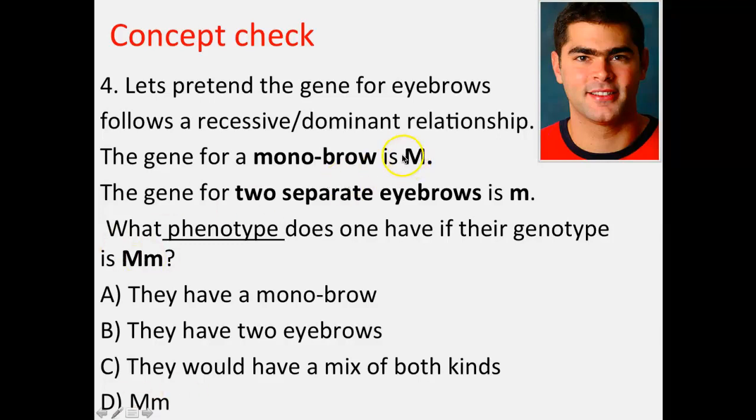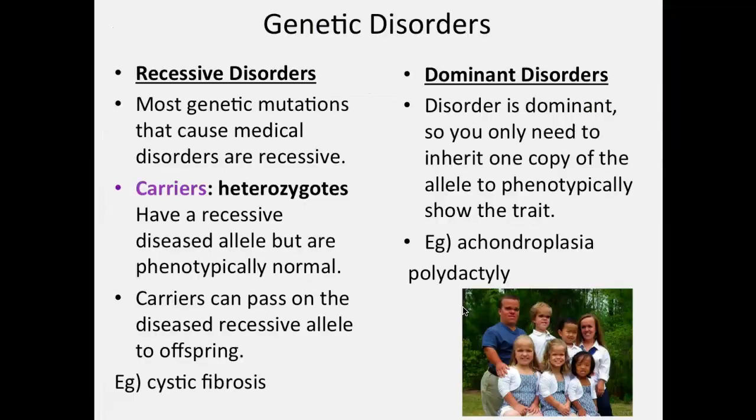So remember that the capital letters are for dominant alleles, the lowercase letters are for recessive alleles. This person has a heterozygous genotype, okay? What's their phenotype? So you should say to yourself that they inherited a dominant allele. They must phenotypically show the dominant trait. So what is the dominant trait? Monobrow. So they have a monobrow, just like this image, okay? So that's the answer. So if you got that correct, good for you.